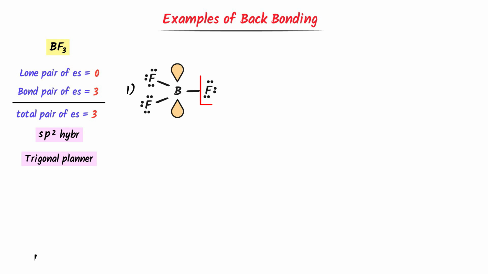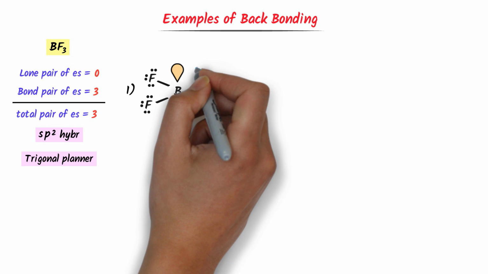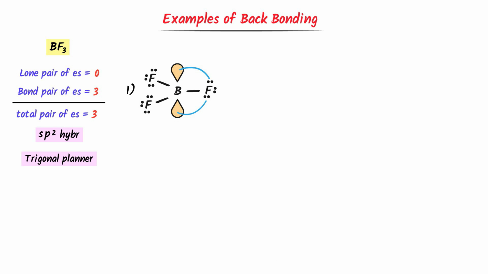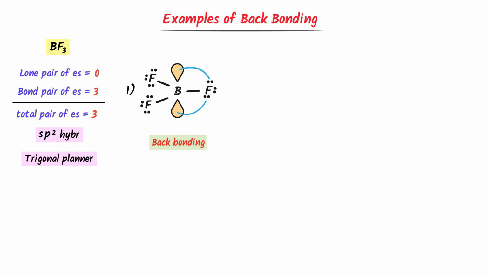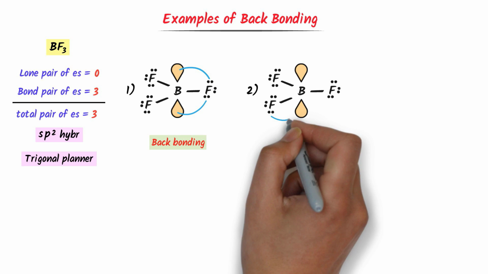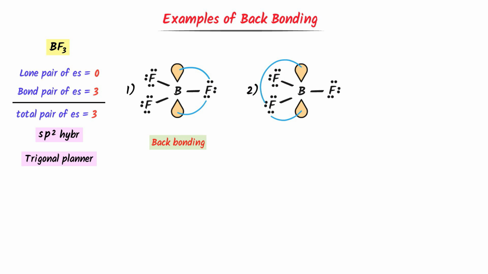We can see that this first fluorine has a lone pair of electrons. Now according to the back bonding concept, this lone pair of electrons of fluorine is transferred to the empty orbital of boron. As a result, back bonding is formed. Similarly, consider this structure of BF3. Now there is another possibility. This second fluorine has a lone pair of electrons, while boron has an empty orbital. So this second fluorine can transfer its lone pair of electrons to the empty orbital of boron. As a result of this, back bonding is formed.